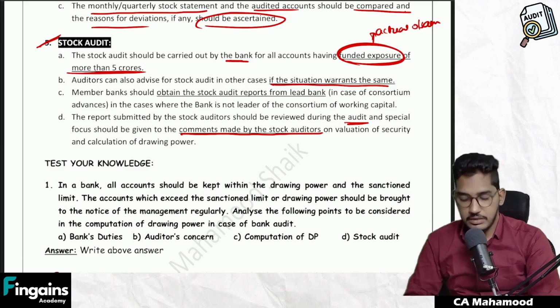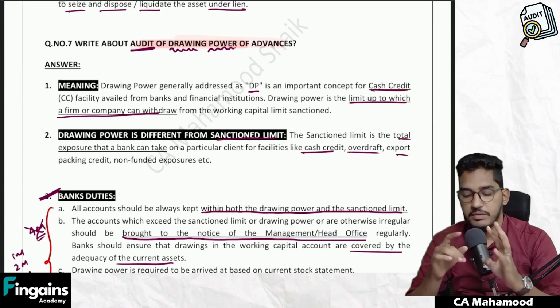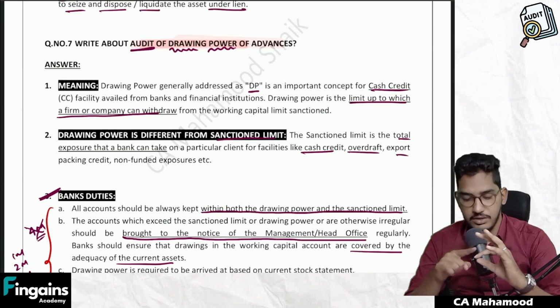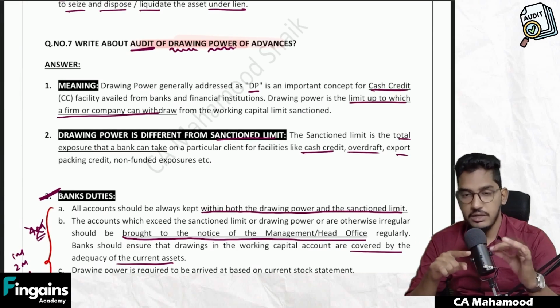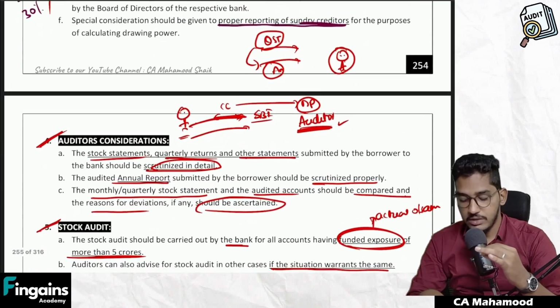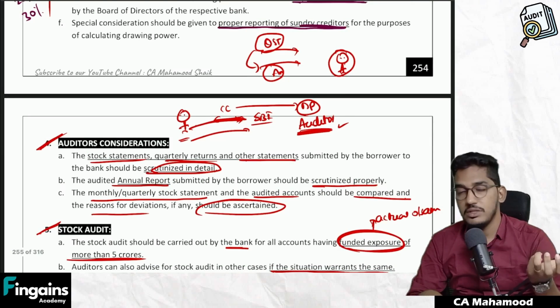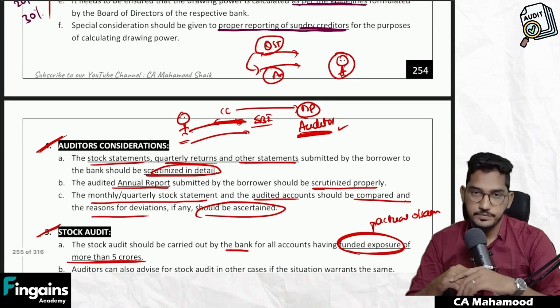Understood. So with this we are done with the questions relating to drawing power. What have we understood regarding drawing power? We understood what the meaning is. We understood that drawing power is different from sanction limit. We understood what the bank's duties are regarding drawing power. We also tried to understand what the auditor's considerations are relating to drawing power. We understood when stock audit will be mandatory.